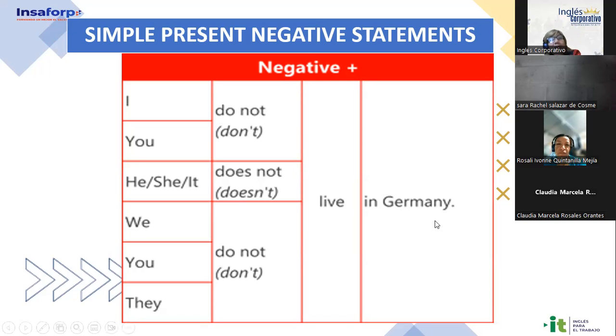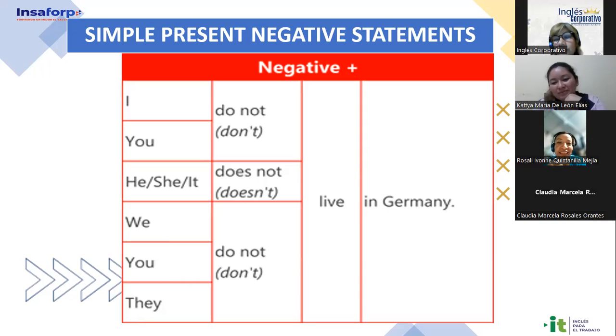Okay, only Rosalie, can you please read beginning with I? How do you say the negative with I? I do not live in Germany, right? Your microphone, Rosalie. I don't live in Germany. Live. Okay, this is the verb vivir, live, right? In Germany. And the contracted form? I don't live in Germany. Okay, very good.